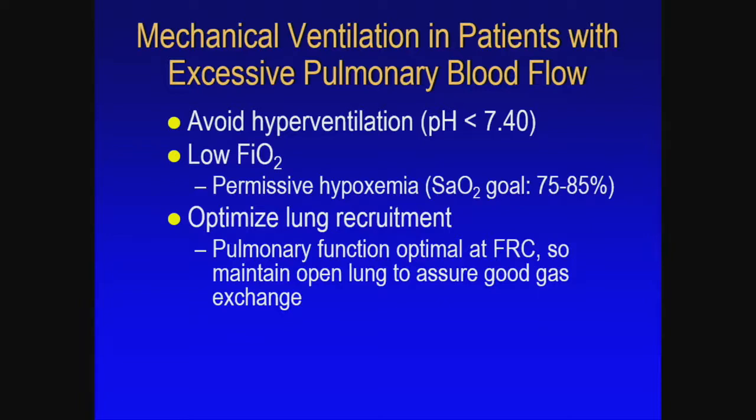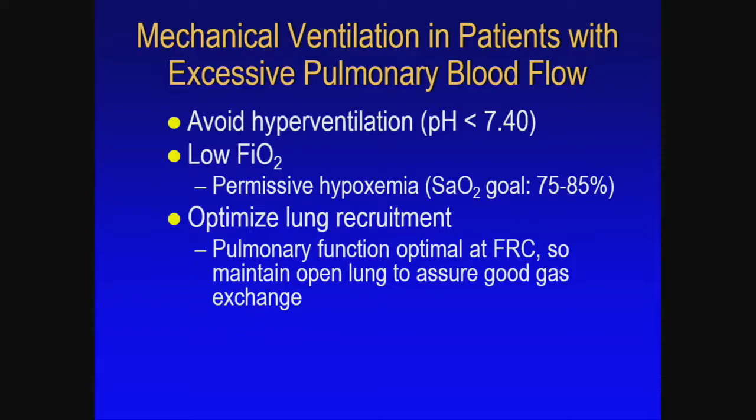So how do you treat a patient who has a large amount of pulmonary blood flow, right? Whether it is a two-ventricle kid or a single ventricle kid, the methods are common. Avoid hyperventilation, okay? pH should be less than 7.4. Permissive hypoxemia or lower FiO2, give room air. Sometimes people mix nitrogen in the oxygen to decrease the FiO2.